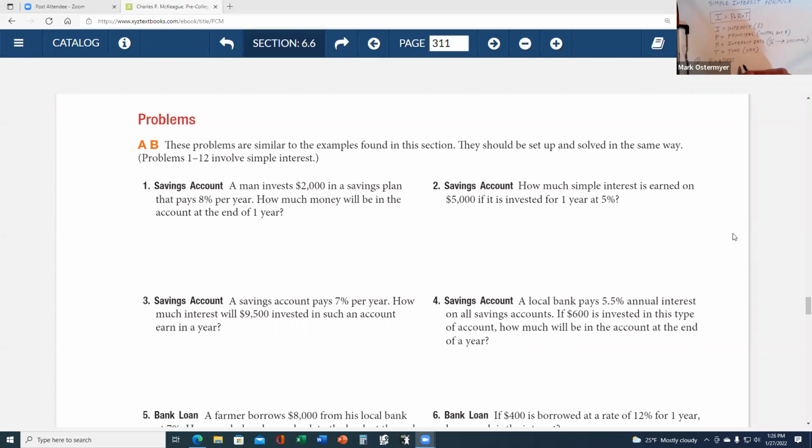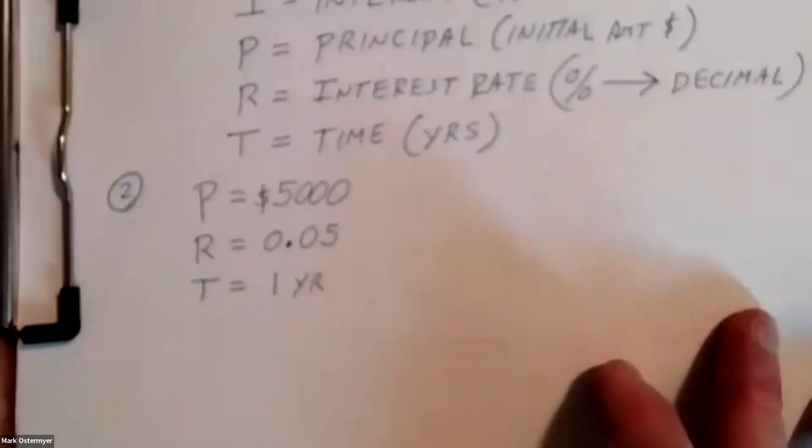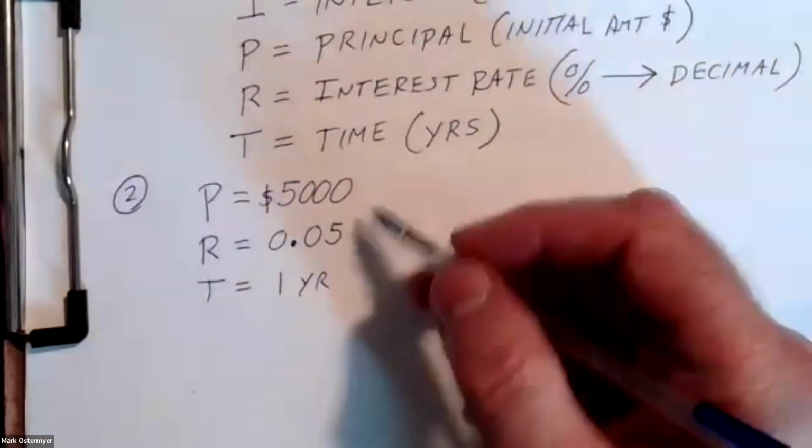$5,000 is your principal. What's the interest rate R? 5%. But of course, 5% must be turned into a decimal. So what would that be? 0.05, correct? Yes. And what amount of time are we leaving the money in the account? What's T? 1 year. We are able now to compute the amount of interest that we're going to earn if we invest our money at this rate for 1 year.